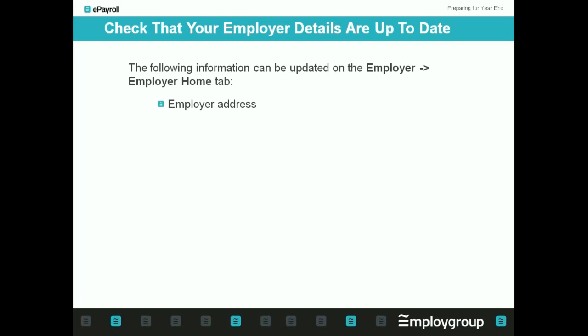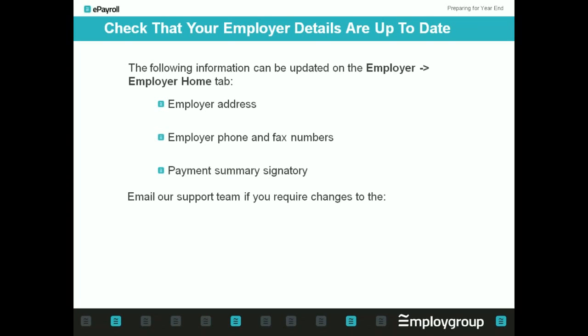Some of that information can be updated on the employer home screen, such as the employer address, phone and fax numbers, and payment summary signatory. Email our support team if you require changes to the employer name, ABN, or industry code. And I'll just remind you that if the ABN has changed, that can be significant work to actually get that fixed. So that's something that you really need to let us know as soon as possible.